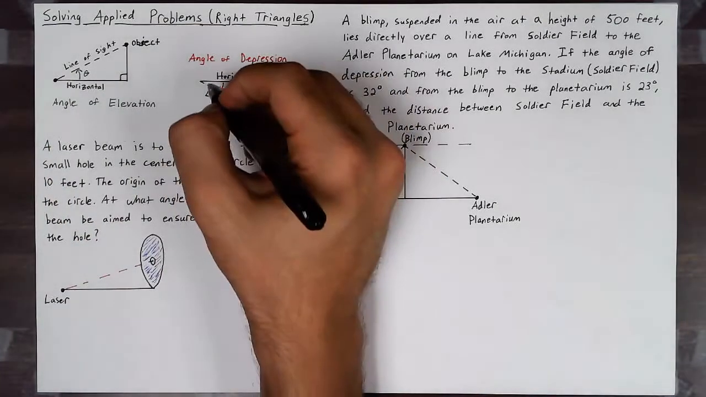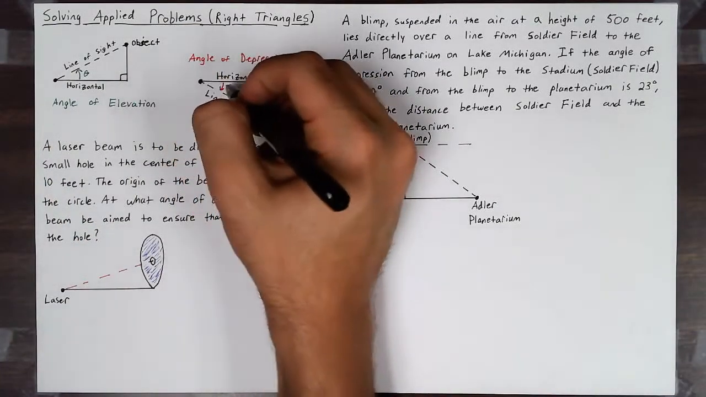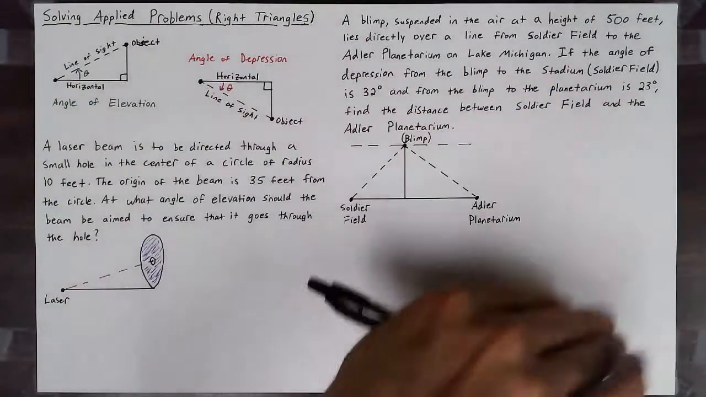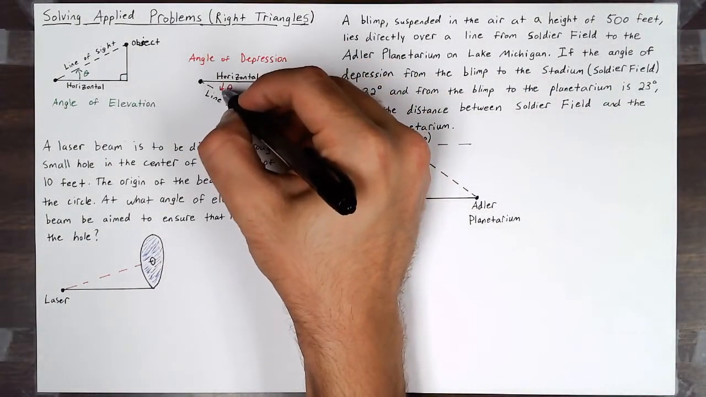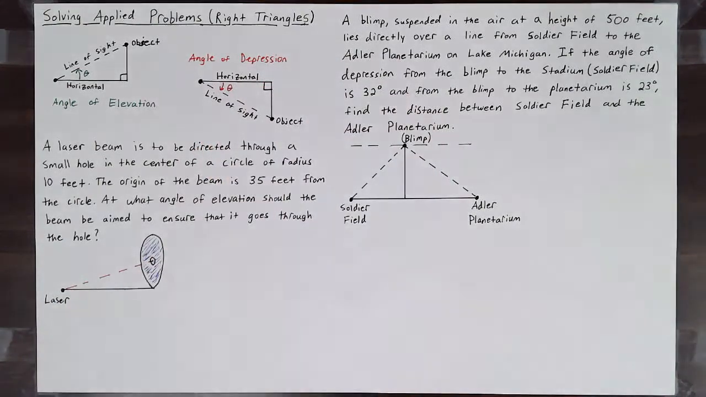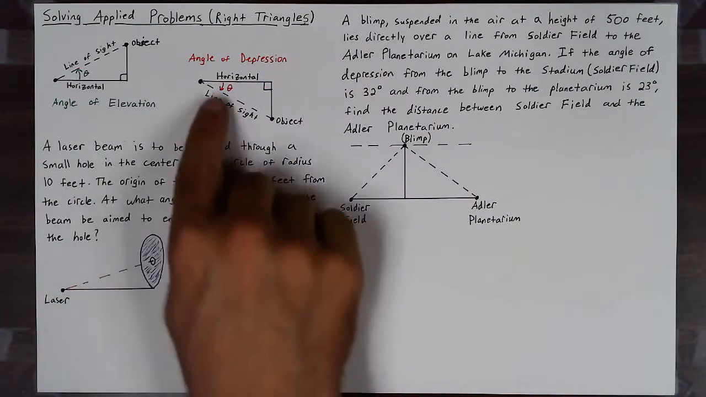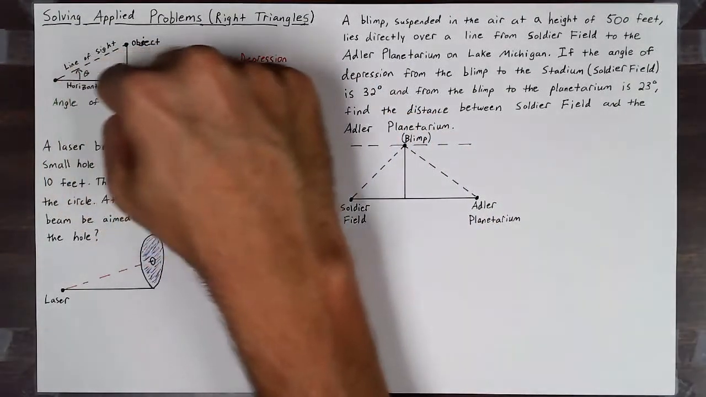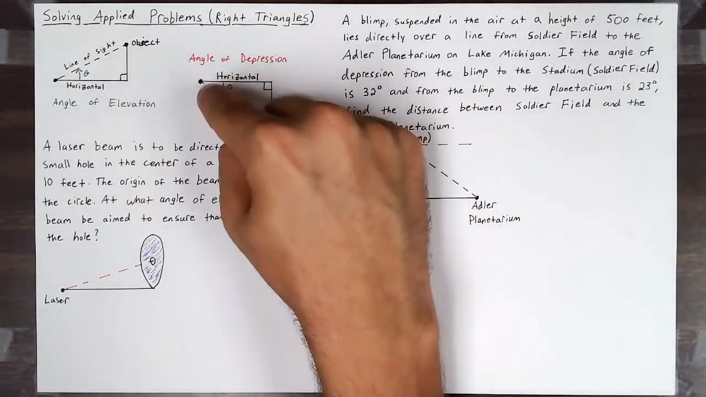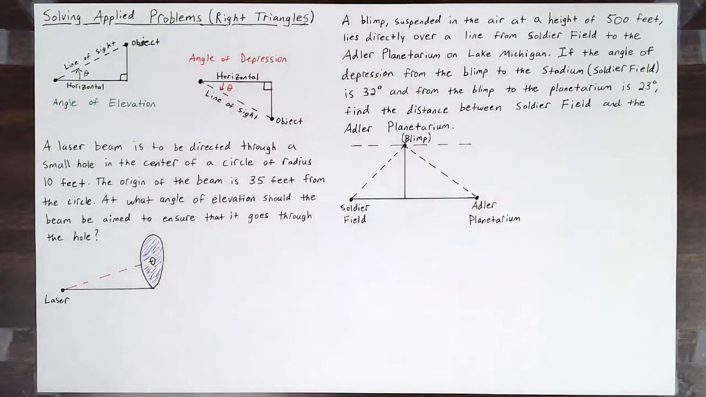And if you're ever looking at an object below that horizontal, like below you, that's an angle of depression when it goes downwards. And again, that little dotted line is always that line of sight, and you always have a horizontal. So that line of sight is always in relation to a horizontal of some kind.